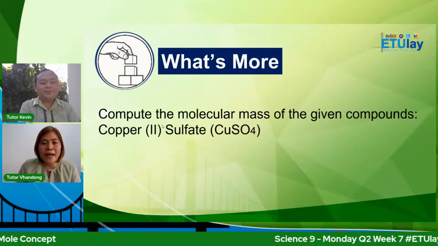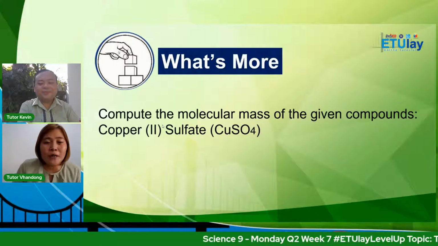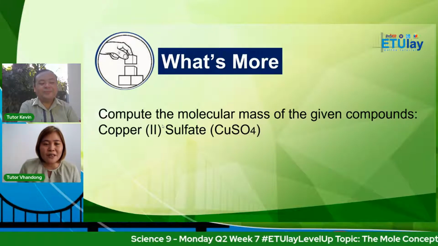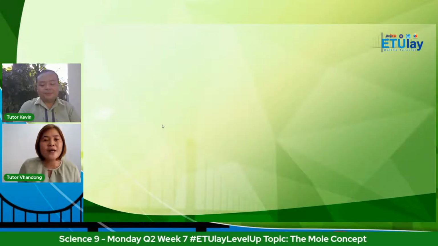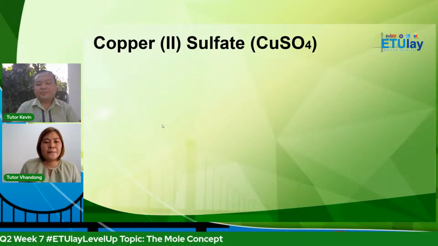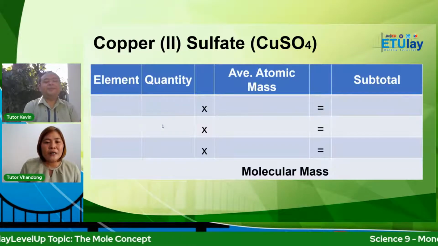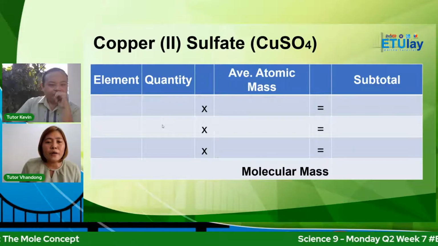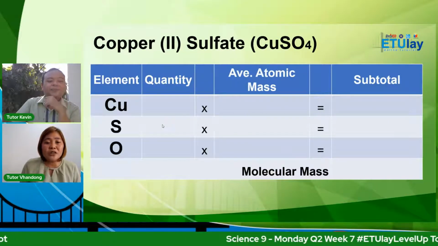Compute the molecular mass of the given compound, copper 2 sulfate. The formula is CuSO4. What elements are involved? We have copper, sulfur, and oxygen, Tutor Kevin.